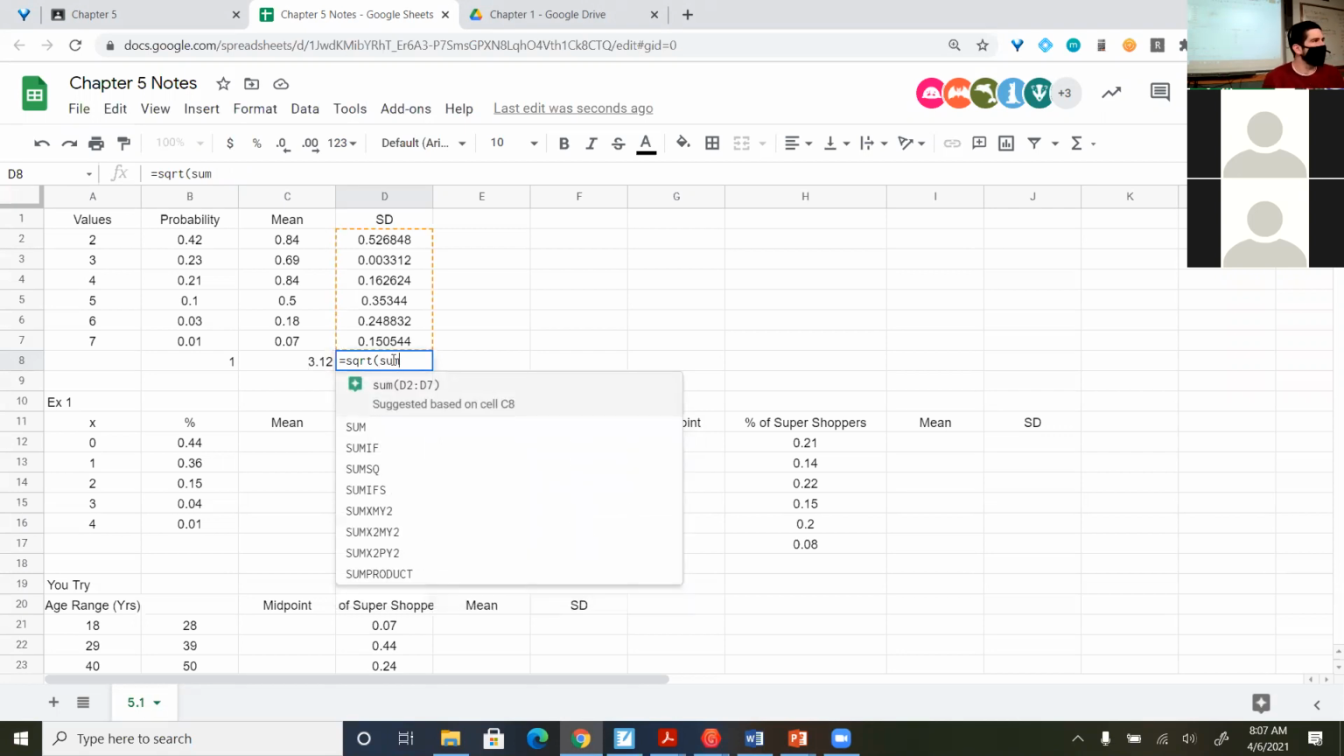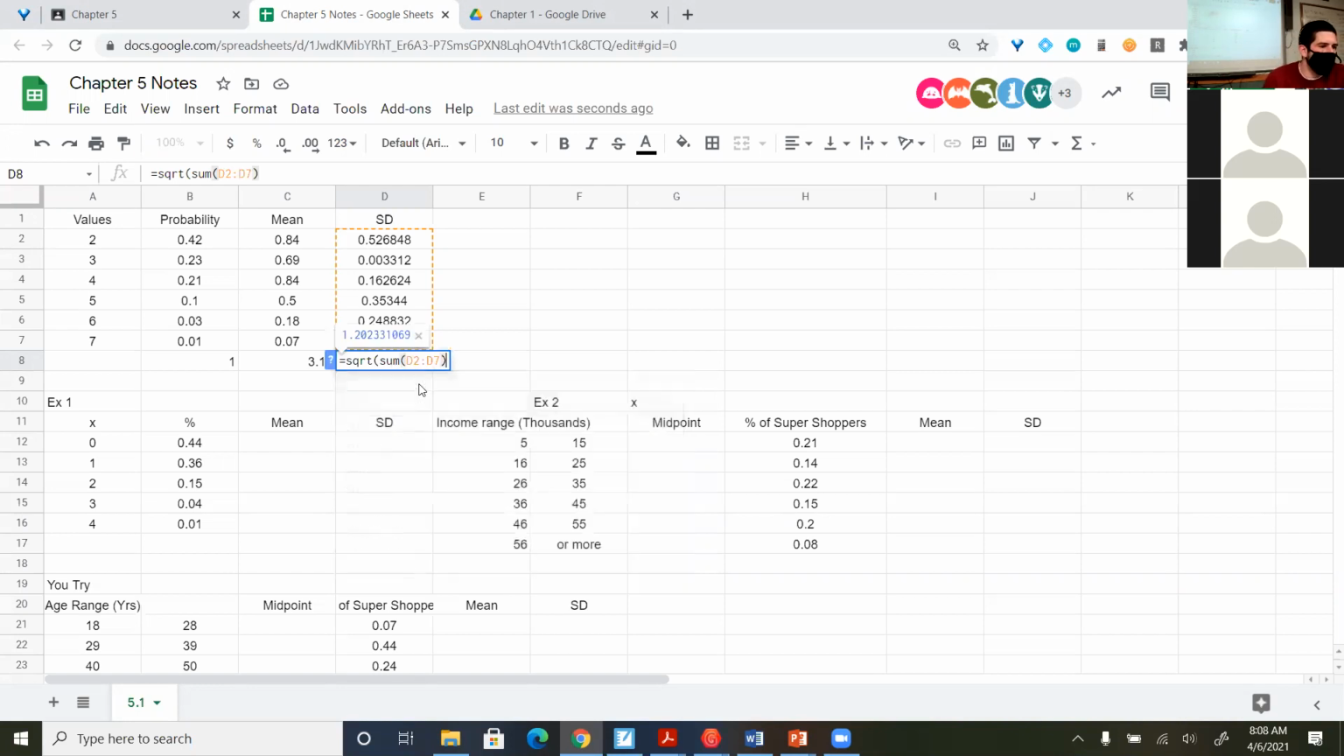I could type every single command in Google Sheets in one cell, as long as I start off with the equal sign, and it's going to try to do them all. Again, they're suggesting D2 to D7. You could click on that, or if you don't trust it, you can say no and highlight it yourself. It's showing you in orange what you are selecting. And I have the square root of the sum of x minus the mean squared times p of x. Hit enter, and my standard deviation is 1.2.